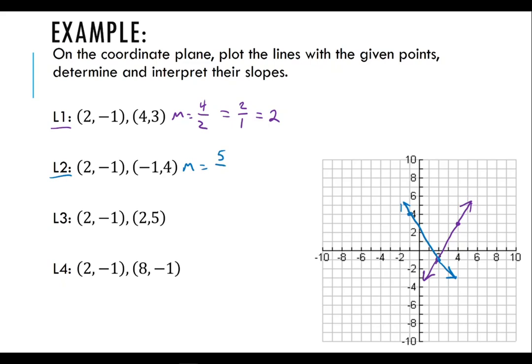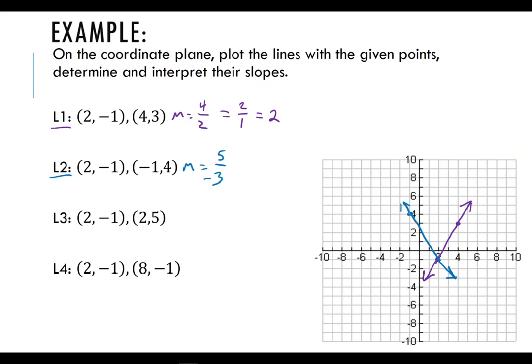And then we went left 1, 2, 3. But because we went left, it needs to be negative. So understand that anytime you have to go down, that would indicate a negative, and anytime you have to go left, that would indicate a negative. So 5, negative 3.